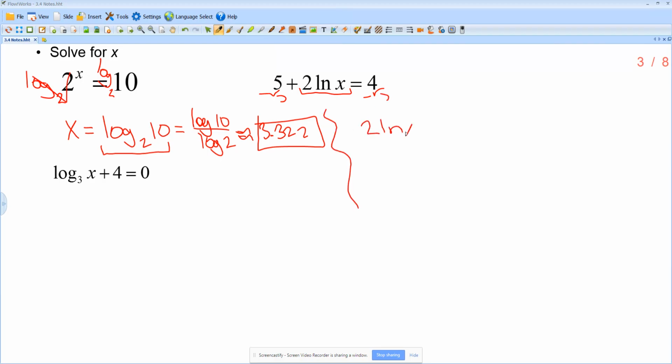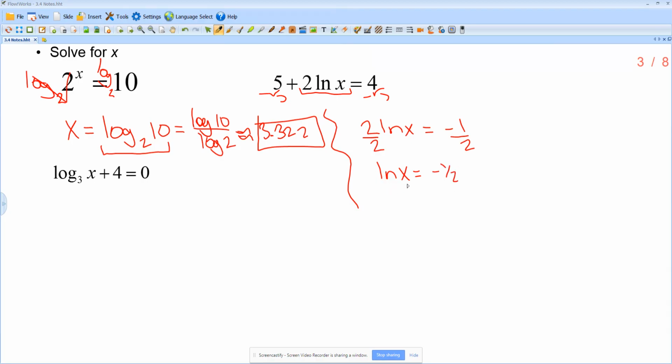So 2 natural log x equals -1. Now, before I get rid of natural log, I'm going to have to get rid of this 2. So I'll divide by 2 on both sides. When I divide by 2, I get natural log x equals -1/2.